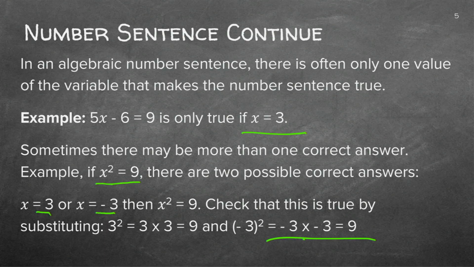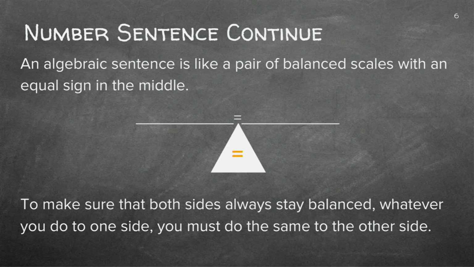It's just awesome. Okay, so now I just want you to get the idea. An algebraic sentence is like a pair of balanced scales with an equal sign right in the middle. To make sure that both sides always stay balanced, it is very important that whatever we do on the one side, we must do the same on the other side.